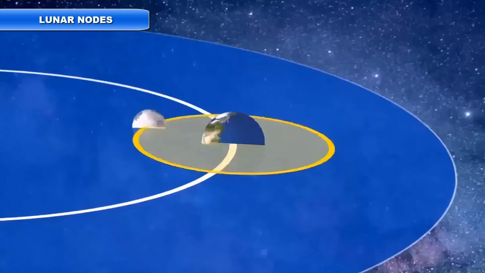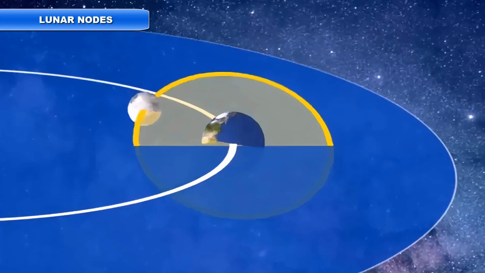The blue plane represents the ecliptic, which is the path the Earth follows around the Sun. The yellow plane represents the Moon's orbit around the Earth. The orbit of the Moon is not perfectly aligned with the ecliptic, rather, it is inclined by approximately 5 degrees. Consequently, the Moon's orbit intersects the ecliptic at two specific points, known as lunar nodes.